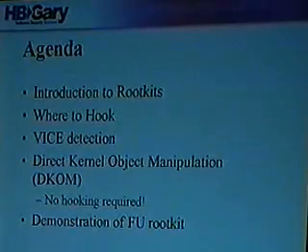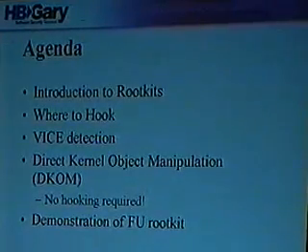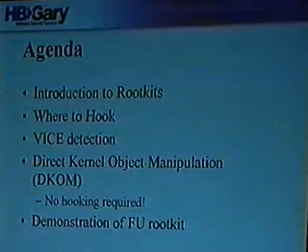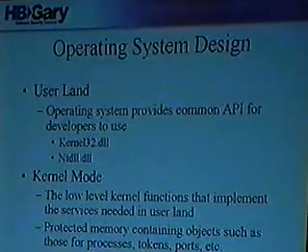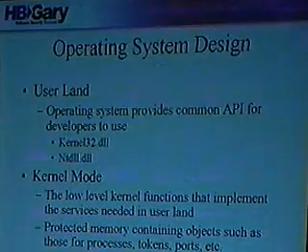So what we're going to do, we're going to talk about hooking and how a lot of really lame rootkits hook in userland and so forth. Then we're going to talk about the tool Vice to detect it. Then we're going to talk about direct kernel object manipulation, which is incorporated into FU, and a demonstration. Pardon my voice today, it's pretty dry.